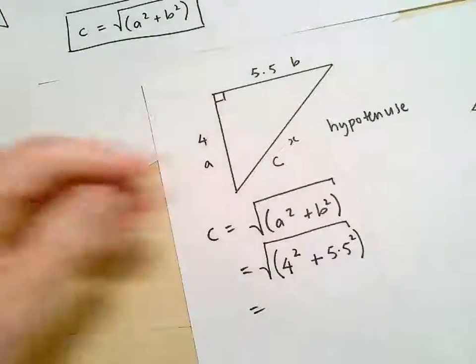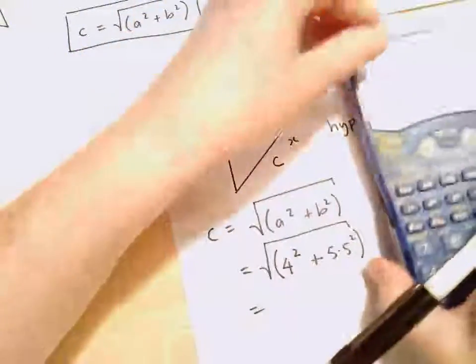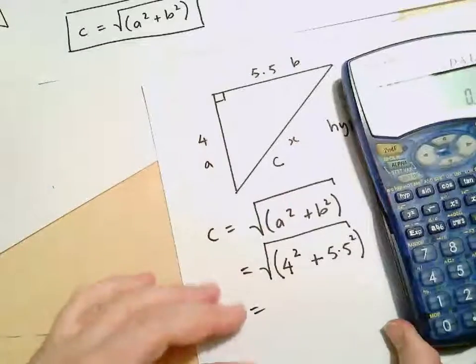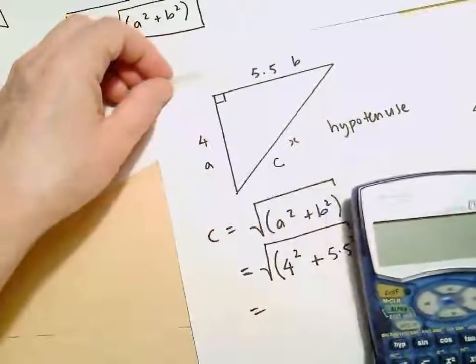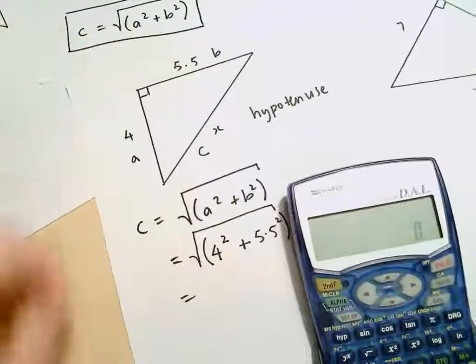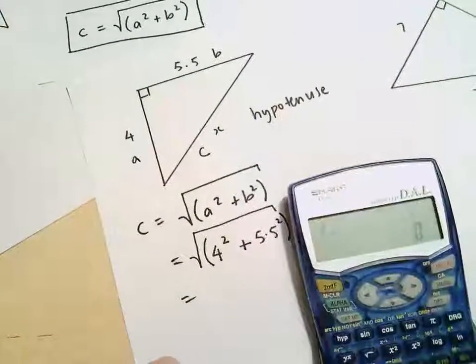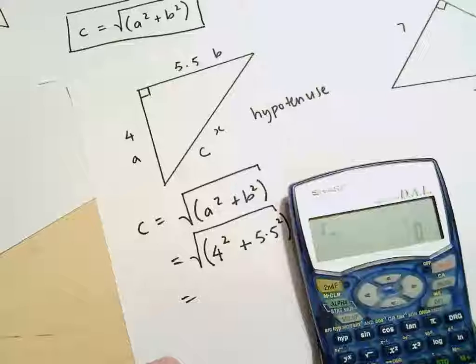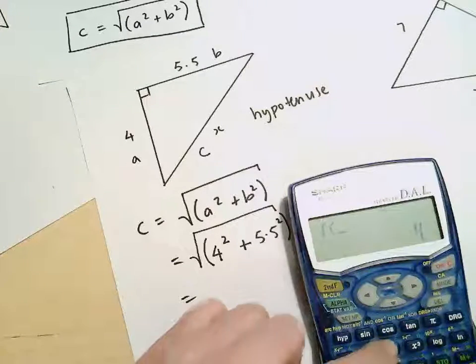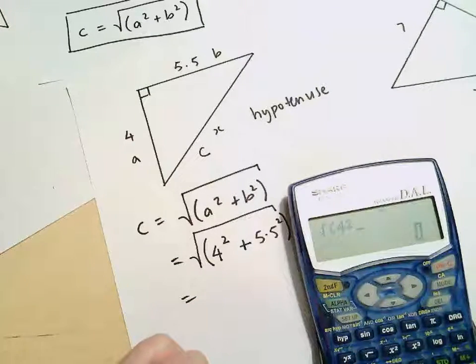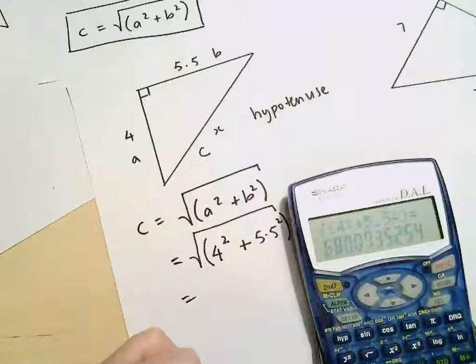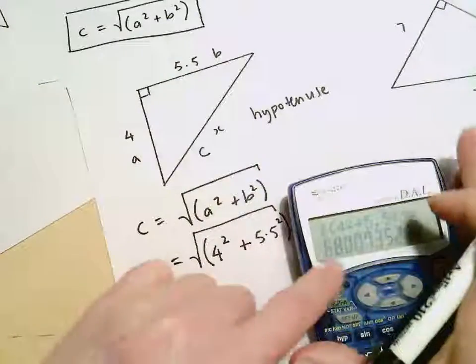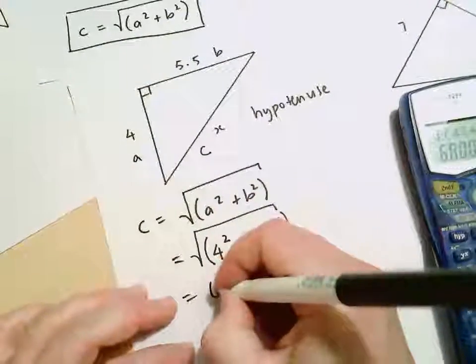I need to get my calculator out, and I plug it straight into my calculator. It's a bit glary, sorry for you guys. There, that's a bit better. So I'm just going to do the square root. Remember, I need those brackets in order to make my calculator do the full calculation. So I did 4 squared plus 5.5 squared, close brackets, equals. So in this case, to one decimal place, this is 6.8.